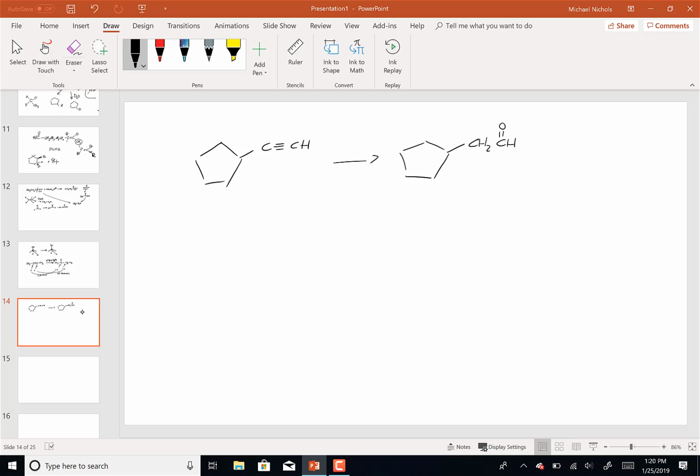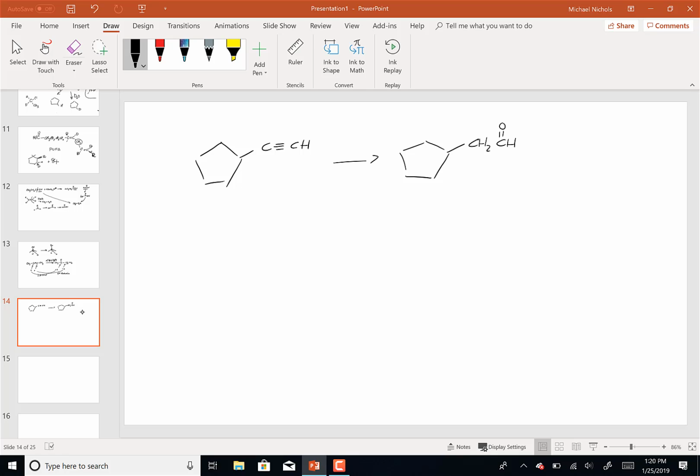So in our overall thinking then, what do we need to add to the triple bond to make a carbonyl? It's the same reagent that we just used. We need to add an H and an OH. Right? That's the net result. Because when we add H and OH to a triple bond, the OH is attached to the double bond, the enol, which then becomes a carbonyl by tautomerization.